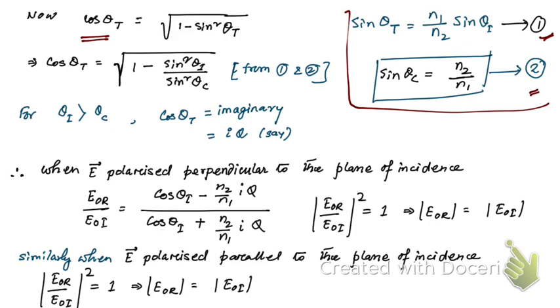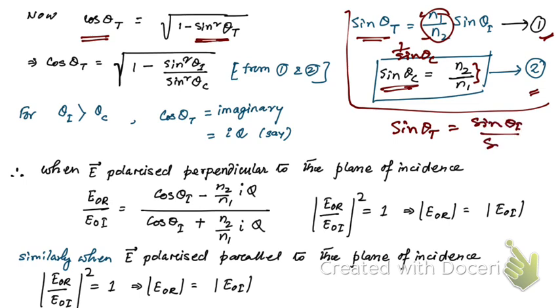here you see n2 by n1 is sine theta c. So n1 by n2 will be 1 by sine theta c, right? So we can replace this by 1 by sine theta c. Then sine theta t will be equal to sine theta i by sine theta c. So this sine theta t is replaced by this result. That's why we have got this.